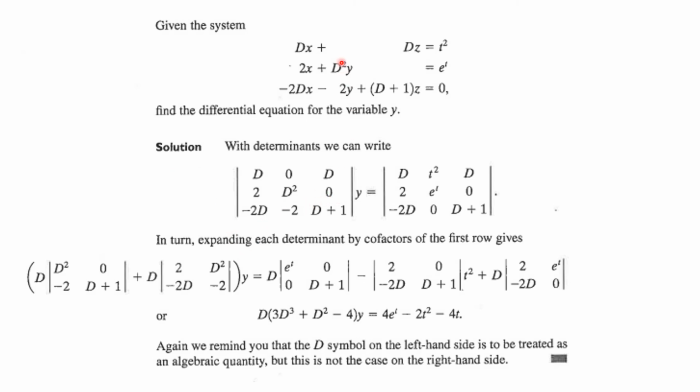Okay, so with determinants, and again we have to organize this in the right way, these are the determinants that we have for y. So we have D, 0, D. We have 2D^2, 0, -2D, -2, and D + 1. And here we replace the y column with the right-hand side functions. Now, we expand these determinants in much the way we do. We go plus, minus, plus, and we use cofactors, and that's what we're doing here.